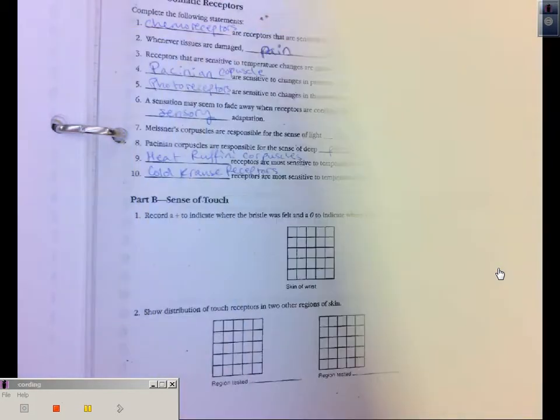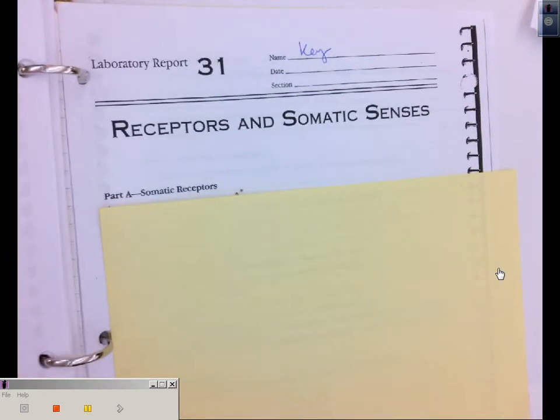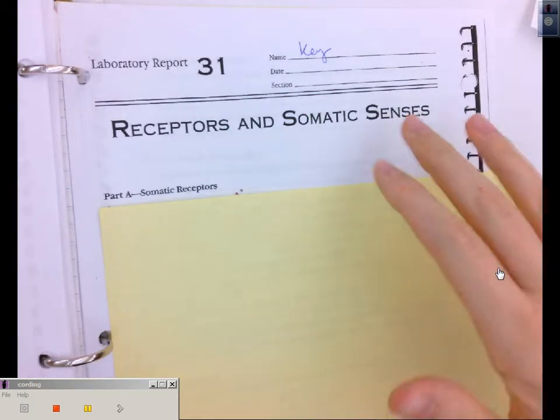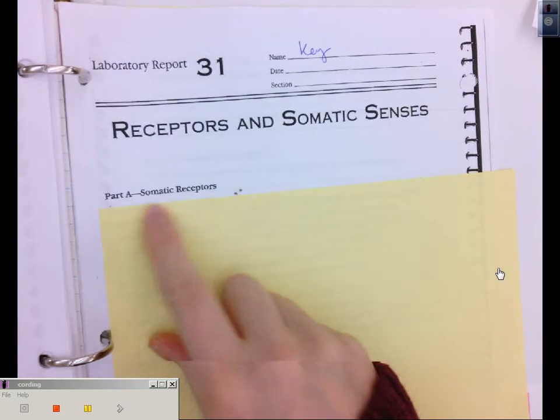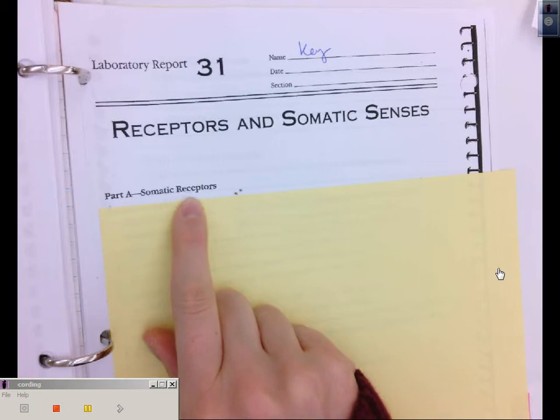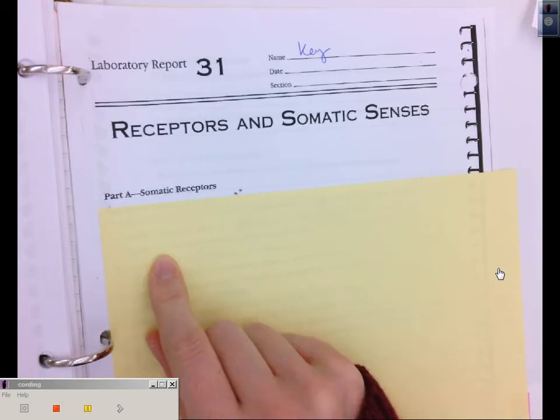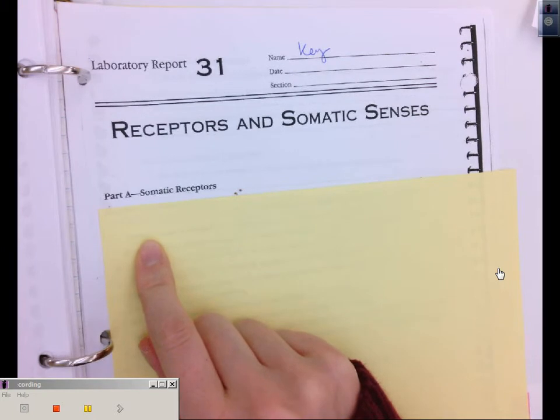And you're going to be on page, let's see, what page is this? 240. So on page 240, what you guys should see is a picture like this. This is the lab report. This is where you're going to record all your observations, and you're going to answer some questions on the lab itself, okay? Everyone should be right here, on page 240, and it says laboratory reports. Notice that part A is the somatic receptors, and this is just a questioning part, okay? So before you even start the lab, what I want you to work on right now is part A.